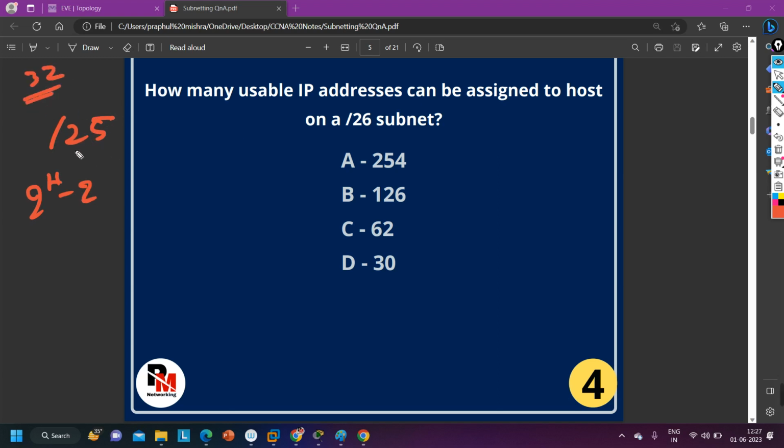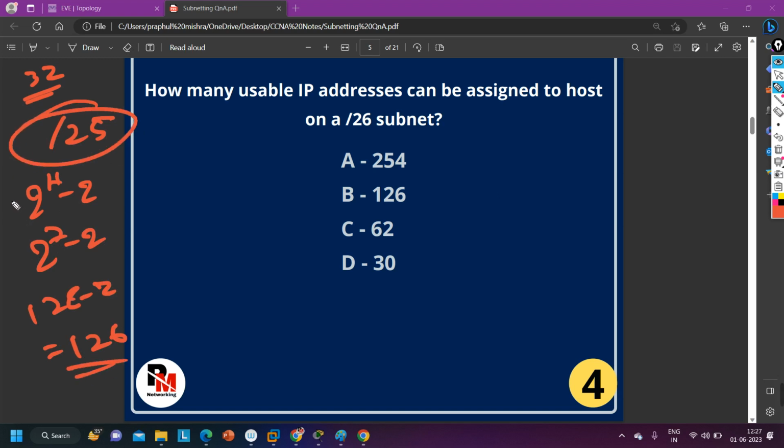Out of the 32-bit IP address, 25 is network bits. 7 left, so 7 is host bits. So 2 to the power 7 minus 2 means 128 minus 2. You will get 126 valid hosts whenever you use /25. In the same way, it is asking when we use /26, how many valid hosts I will get. If n is 26, then h will be 6. So the valid host formula is 2 to the power 6 minus 2, that is 64 minus 2, that is 62. Is it clear now?